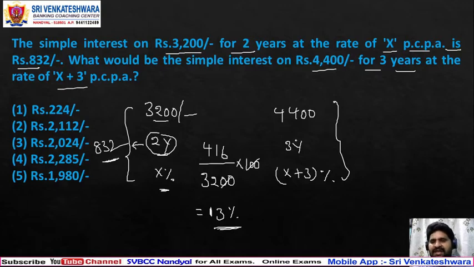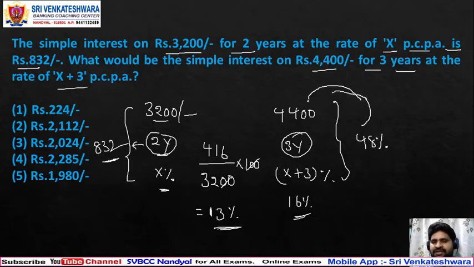Now the question is on 4400 for 3 years at a rate of x plus 3. I know x is 13, then x plus 3 is 13 plus 3, which is 16%. How much interest will it give in 3 years? 3 16s, it will give 48% interest. 48% we have to pay on 4400.